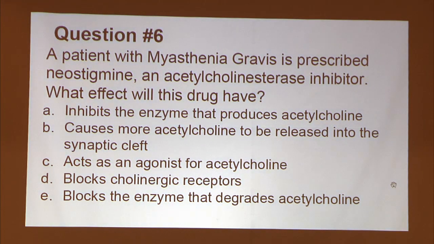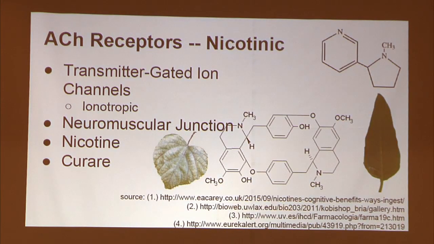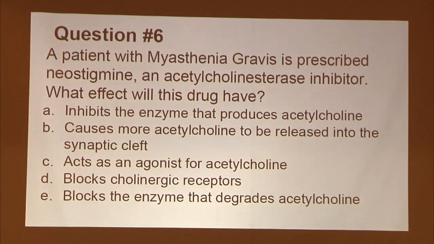C says it acts as an agonist for acetylcholine, which is not true either, because the agonist for acetylcholine for nicotinic receptors is nicotine, the antagonist is curare. D says it blocks cholinergic receptors, so blocking cholinergic receptors would be an antagonist type activity, so that would be like curare. And then E says it blocks the enzyme that degrades acetylcholine, and that one is true.